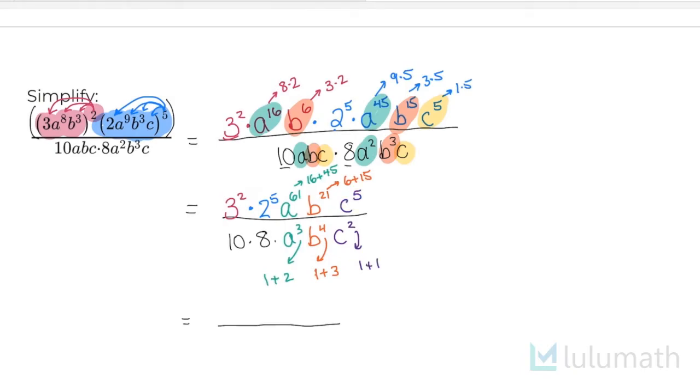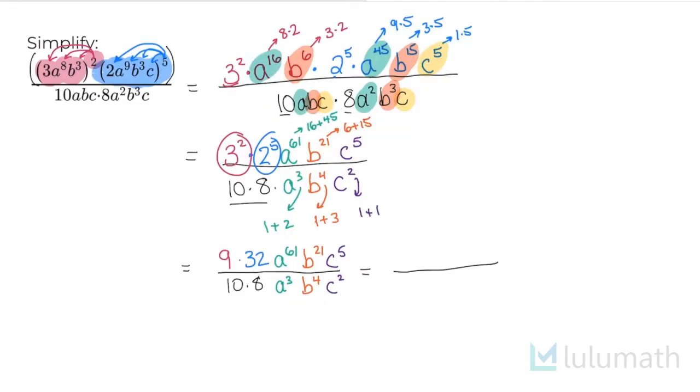Now let's take a look at our coefficients that we have here. So here we have 3 squared, which is 9. Here we have 2 to the power of 5, which is 32. And down here we have 10 times 8. And then I'll just copy the rest of this down. Now for my coefficients, I could multiply 9 by 32 and I would get 288. And then 10 times 8 and I would get 80.